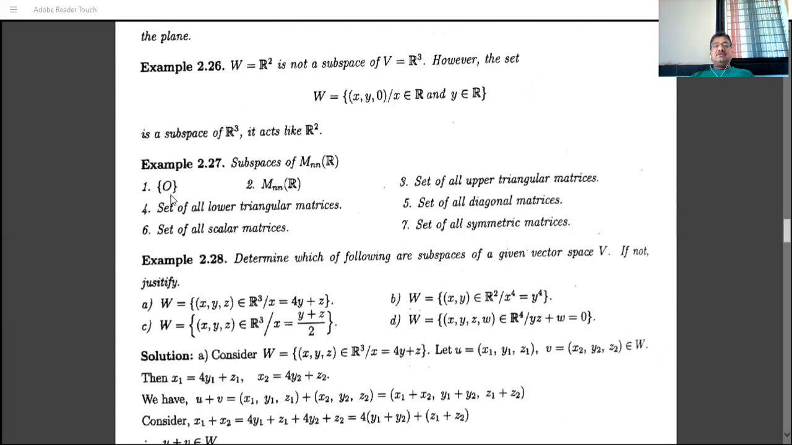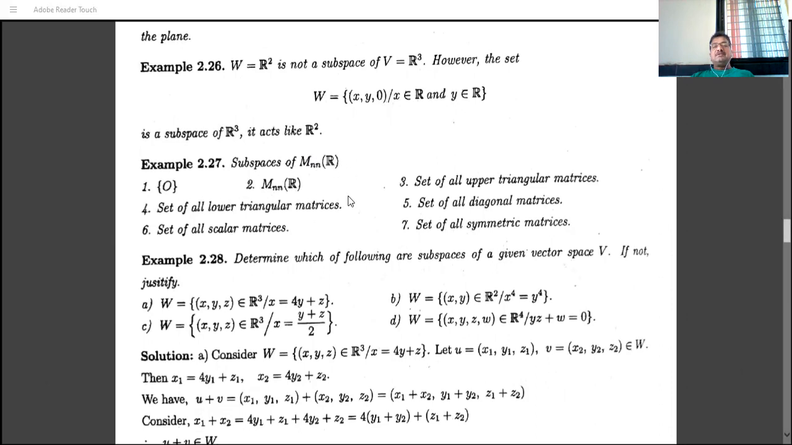So singleton 0, that is 0 bar. What is 0 bar in Mnn? It is the 0 matrix of order n by n, and Mnn(R) itself is a subspace of Mnn(R), because these are the trivial subspaces. Every vector space is a subspace of itself, and singleton 0 bar, that is, the set containing only the 0 vector from that vector space, is a subspace of that vector space.